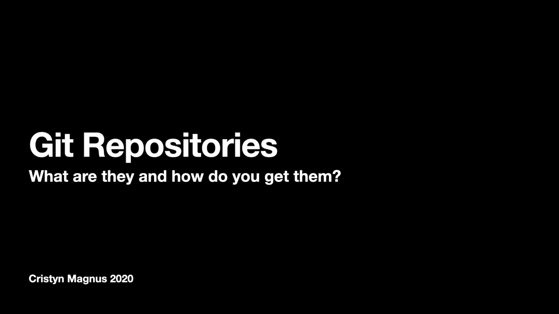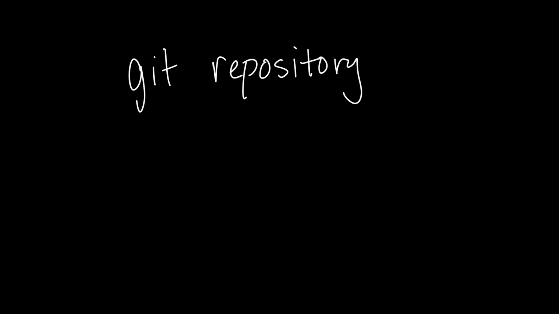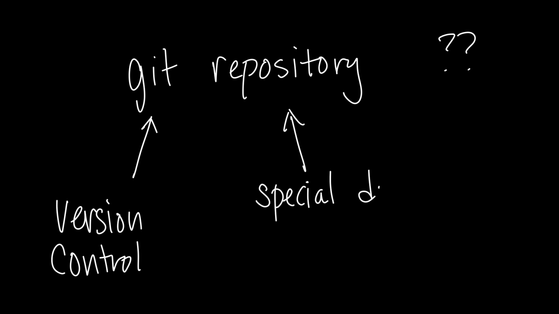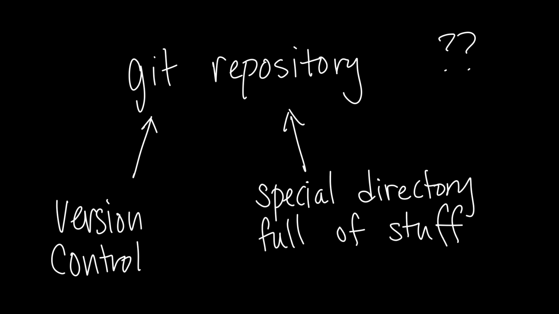Git repositories. What are they and how do you get them? So what in the world is a Git repository? We know what Git is. It's version control. There's another video about that. But what's a repository? That's a bit jargony, but it's just a special directory full of stuff.